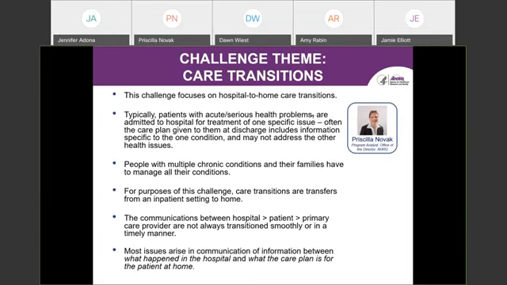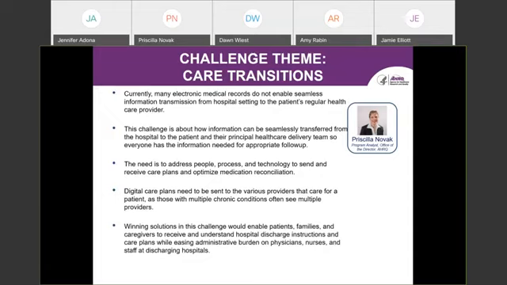Patients and their families need this information so that they know what medications they're supposed to be taking or receiving. They need to know what appointments they're supposed to attend and who they might need to have there with them to understand and communicate with the provider. And then there might also be new healthcare issues that they're having to cope with and respond to in addition to the ones that they were originally dealing with before their hospital admission. So most of the issues in communication of information arise in communicating what happened in the hospital and what the care plan is for the patient at home.